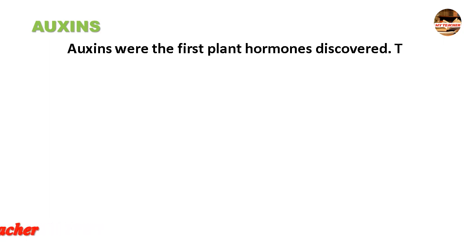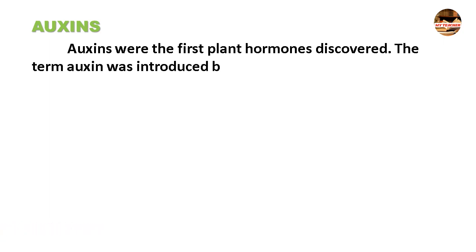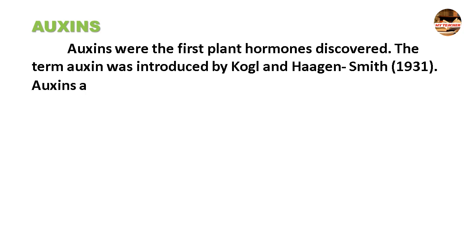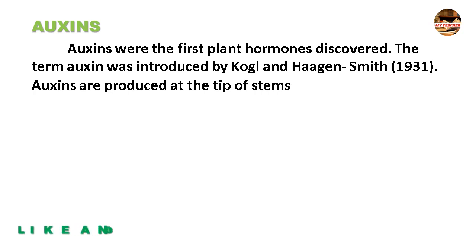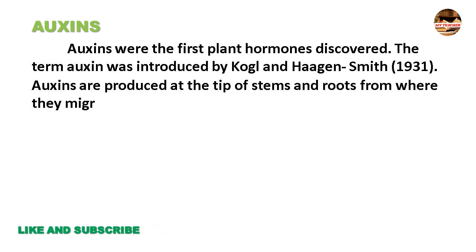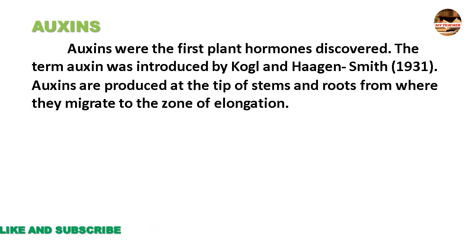Auxins. Auxins were the first plant hormones discovered. The term was introduced by Kogel and Hagen Smith in 1931. Auxins are produced at the tip of stems and roots from where they migrate to the zone of elongation.